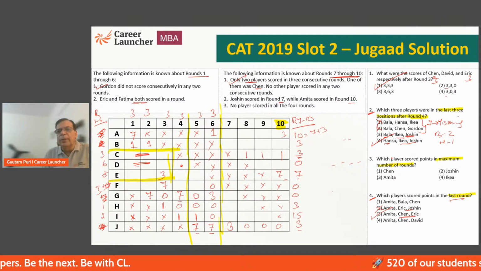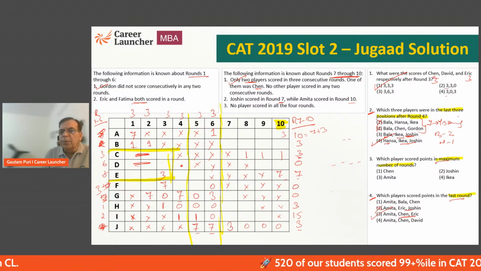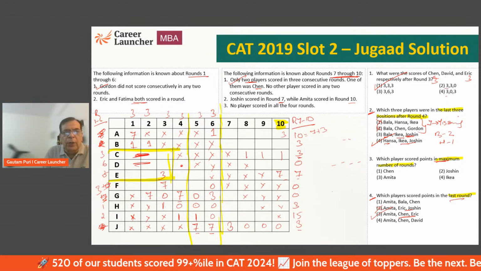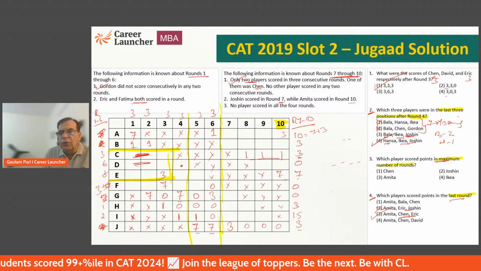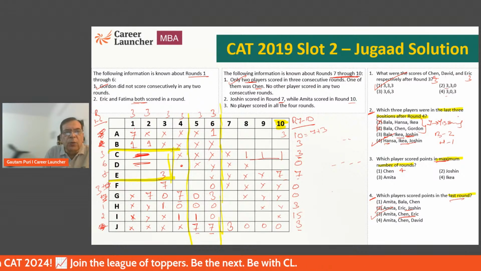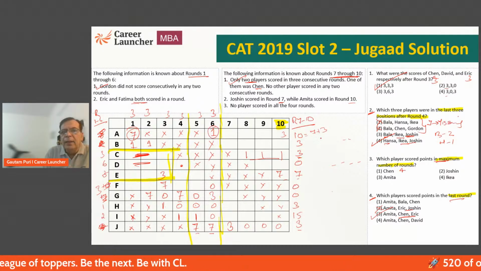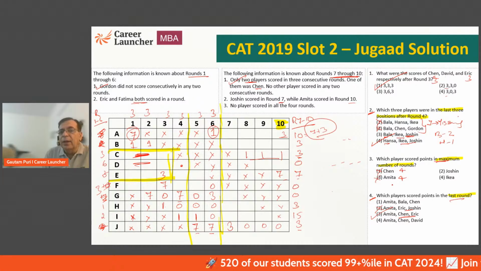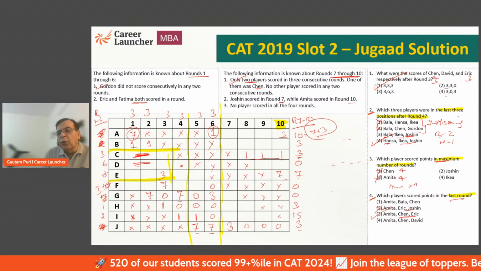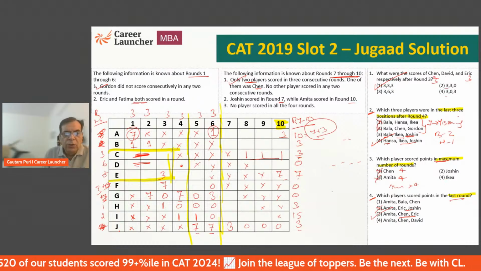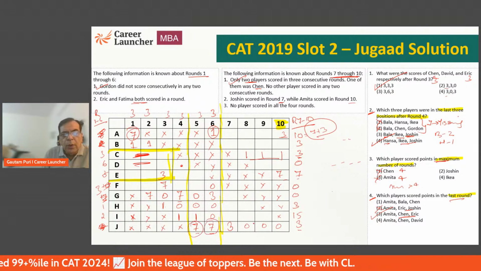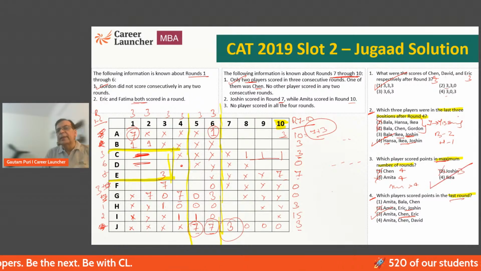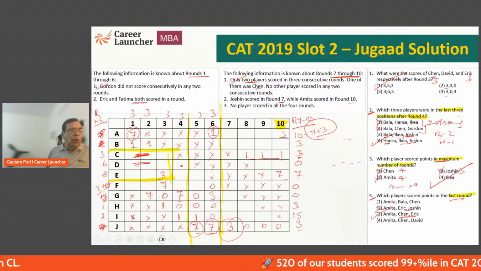And the last question was which player scored points in the maximum number of rounds? Go person by person. C has scored in 1 round out here and 3 rounds here. So C has scored in 4 rounds. Amita has scored in 1, 2 rounds, and this is 3 plus 7, 2 rounds, so 4 rounds. That means neither of them can be the answer, and the answer should be greater than 4 rounds. What about Joshin? Joshin has scored in 1, 2, and 3 rounds. That means Joshin cannot be the answer because my answer should be greater than 4. Correct answer is this. You can leave the set here and move on to the next one.